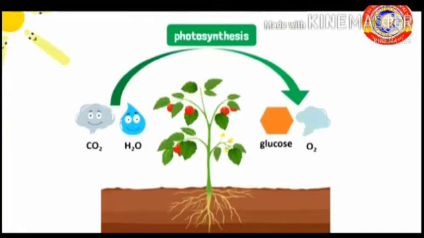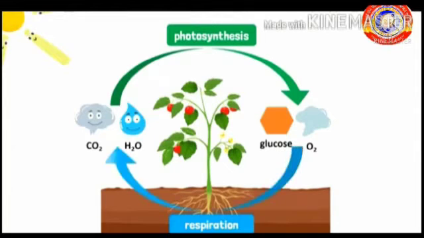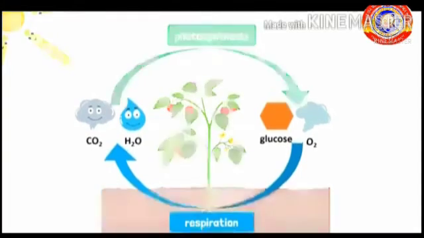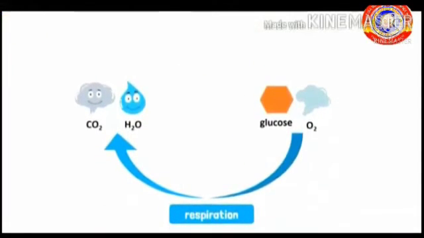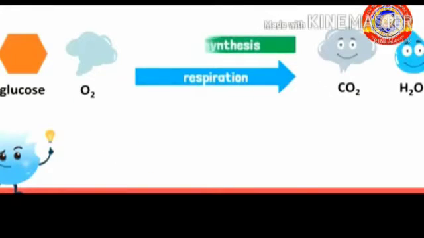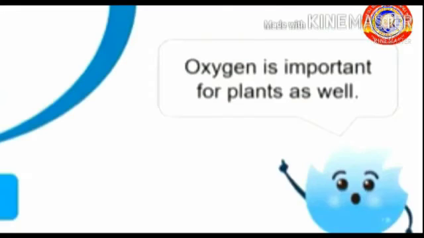The prepared glucose is transported from the leaf to all plant parts. But this food, that is glucose, must be broken down by oxygen to release energy. This process continues throughout the day. This reaction also releases carbon dioxide and water as its products. That is, respiration is a bit opposite to photosynthesis. So, oxygen is important for plants as well.